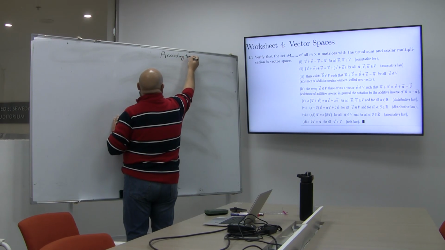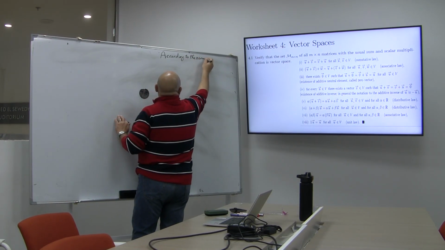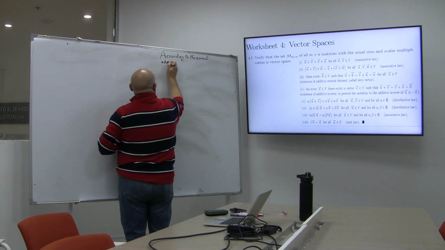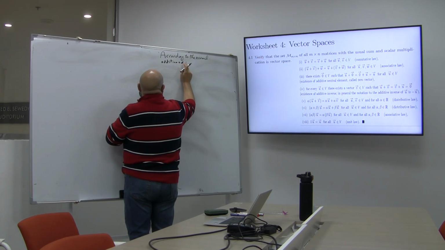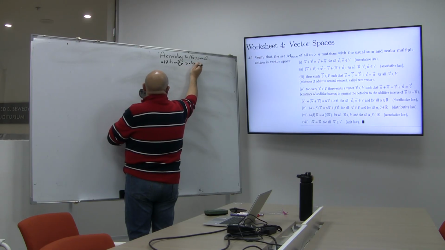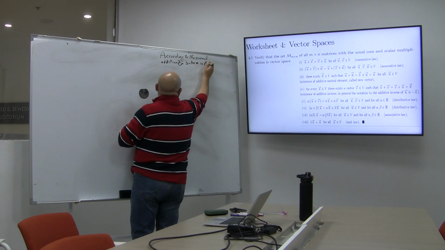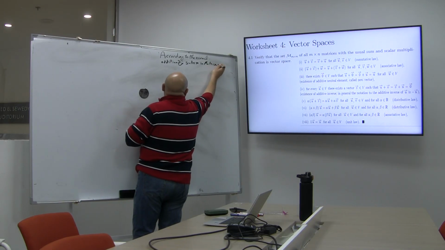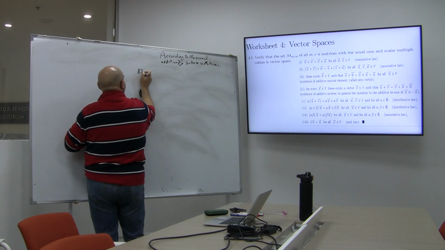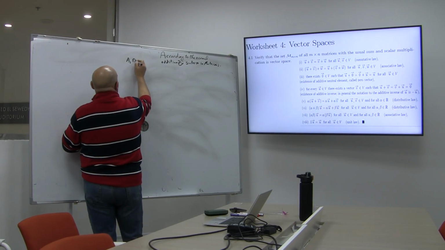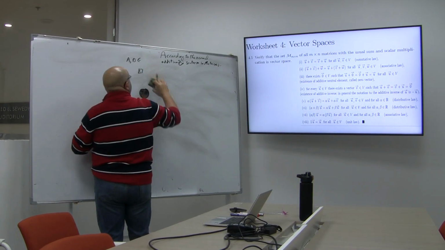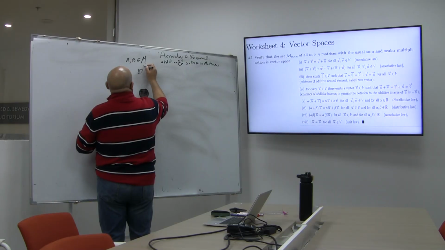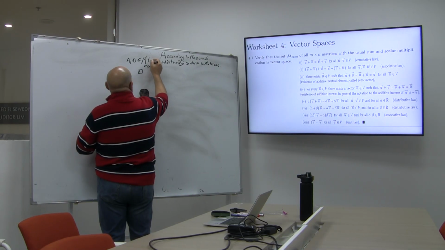according to the normal addition and scalar multiplication in matrices. Number 1, A and B belongs to the set of m by n of r.